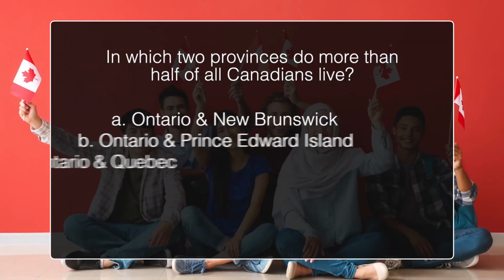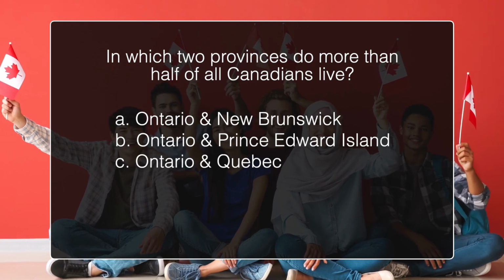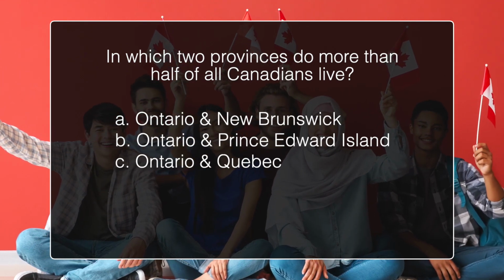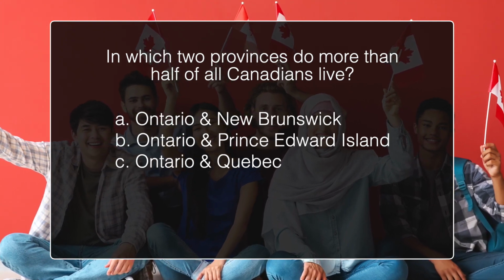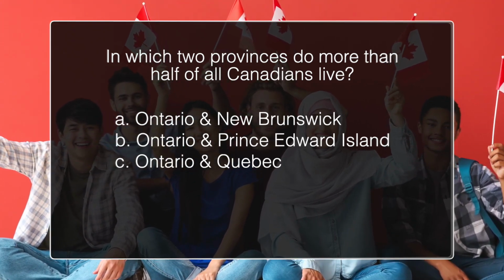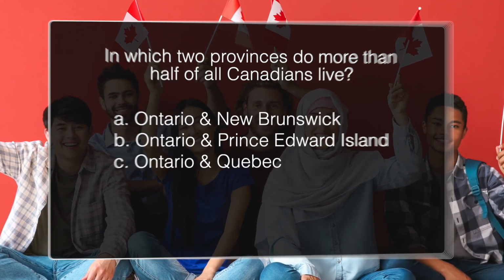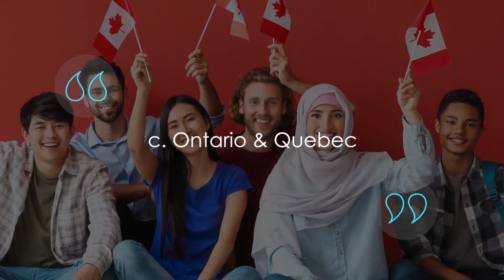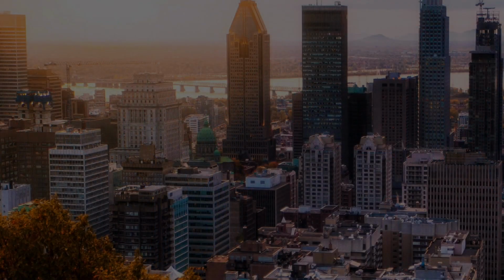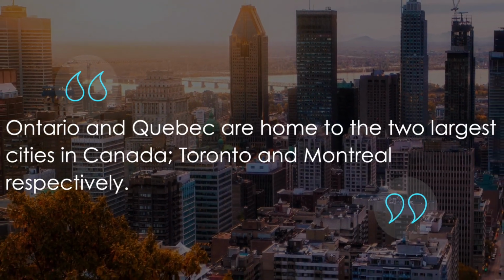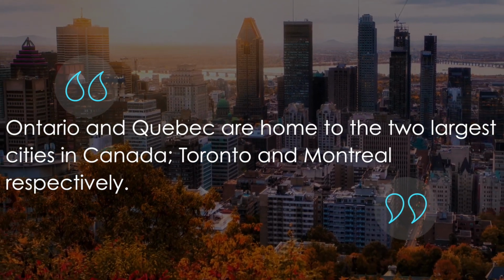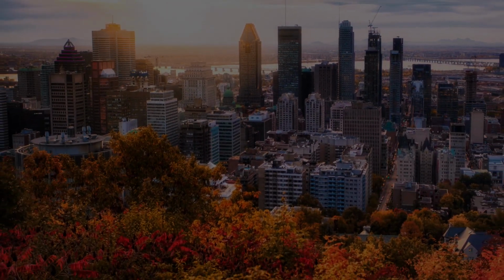In which 2 provinces do more than half of all Canadians live? Ontario and New Brunswick, Ontario and Prince Edward Island, Ontario and Quebec. The answer is Ontario and Quebec. Ontario and Quebec are home to the 2 largest cities in Canada, Toronto and Montreal, respectively.